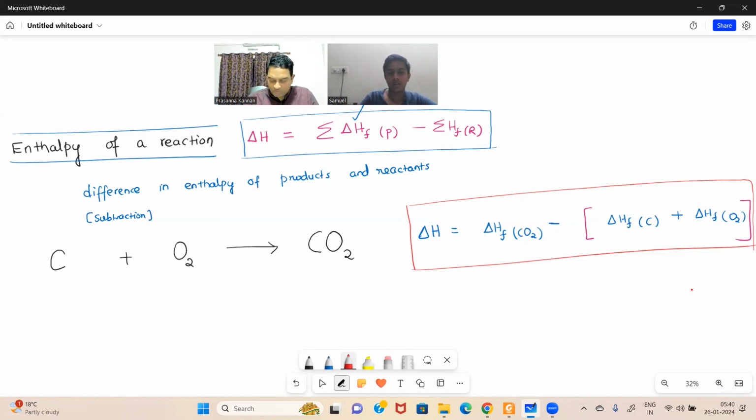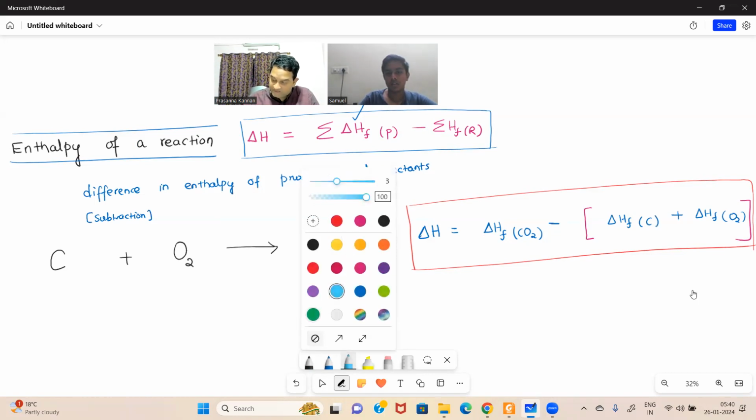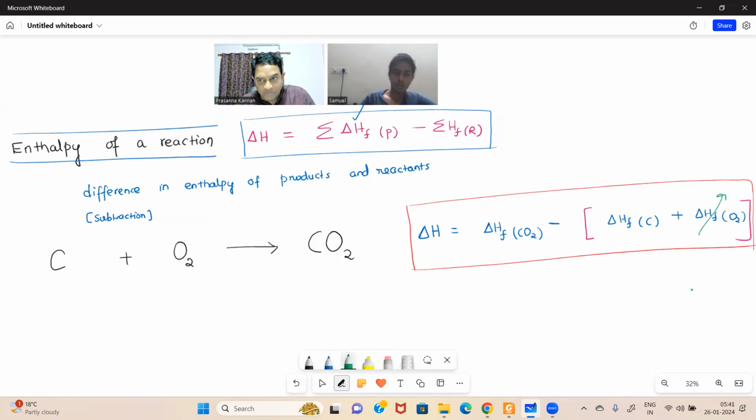Now, obviously, of course, beyond this, you can say the second factor becomes zero. Why does it become zero? Because oxygen in its naturally occurring state, enthalpy of formation is what? 0. Yeah, we had seen that, right? So did you get an idea here? Enthalpy of reaction. Yes, sir. So here, there is no specification that the product must have 1 mole or the reactant must be 1 mole. Nothing of that sort.